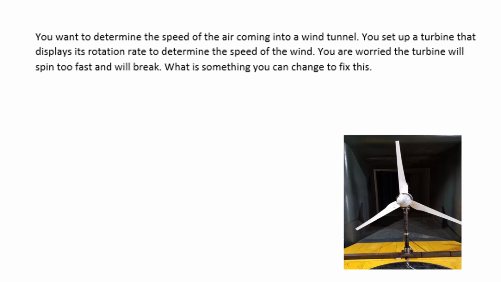For IQA4, the first question reads: you want to determine the speed of the air coming into a wind tunnel. You set up a turbine that displays its rotational rate to determine the speed of the wind. You're worried the turbine will spin too fast and will break. What is something you can change to fix this?